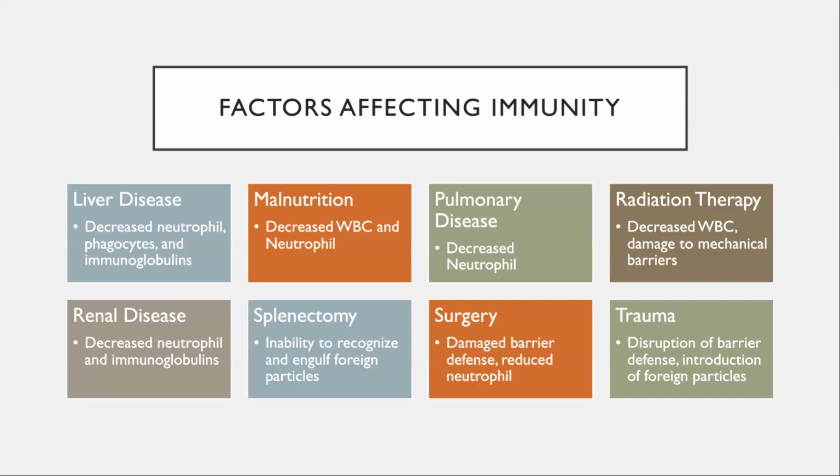There are multiple factors that affect immunity and how our body responds and initiates its immune response. One factor includes liver disease. Liver disease can decrease our neutrophils, phagocytosis, and immunoglobulins that are produced. Malnutrition can decrease our white blood cells and neutrophil counts. Pulmonary disease can decrease our neutrophils. Radiation therapy can decrease white blood cells and damage our mechanical barriers to infection. Renal disease decreases neutrophils and immunoglobulins.